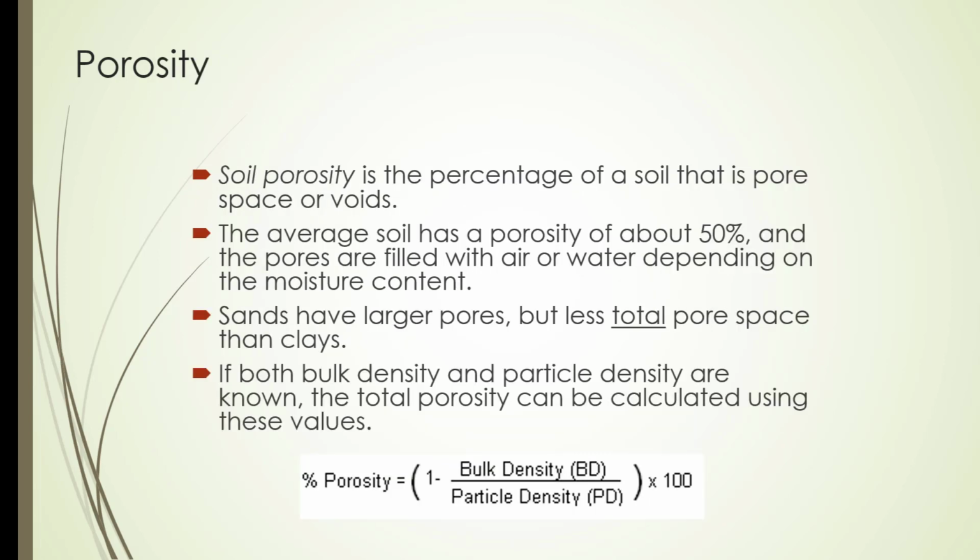Soil porosity is the percentage of a soil that has pore space or voids. The average soil has a porosity of about 50%. And the pores are filled with air or water depending on the moisture content. So sands have larger pores, but total pore space is less than that of clays. And if both bulk density and particle density are known, the total porosity can be calculated using this formula, and we are going to try to do that in our labs.